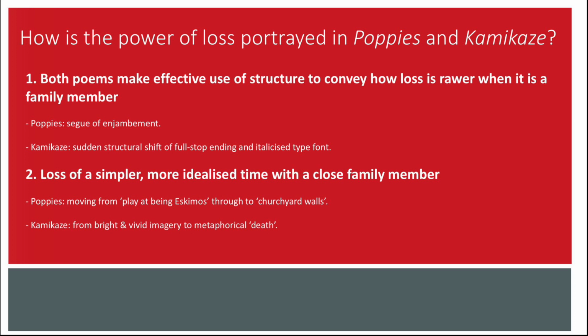So what I've got here are two, what I hope are good, useful sentence starters with evidence to support each one. So sentence starter number one: both poems make effective use of structure to convey how loss is rawer when it is a family member, how the loss of somebody is a lot more emotional and upsetting when it happens to be a family member. This is not the strongest paragraph, but by the end of this video, we're going to go through 4 in total. So maybe there's something here that you can imagine writing with, or something that you could perhaps integrate into an introduction of sorts.